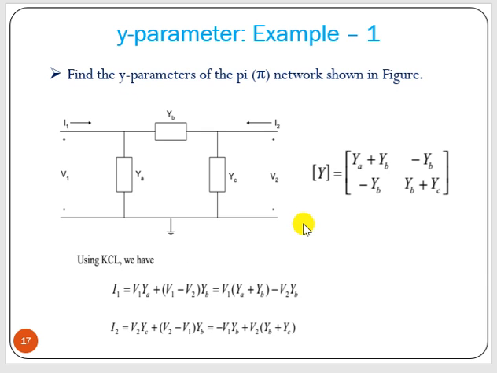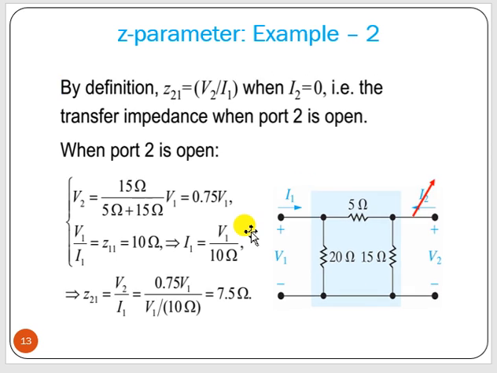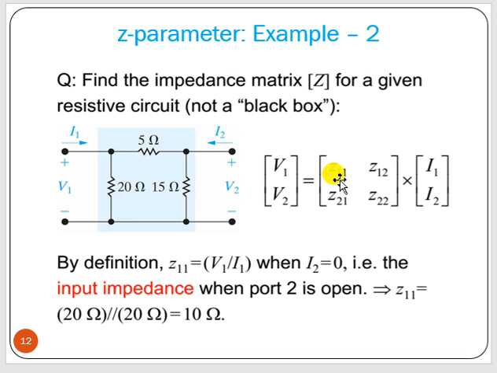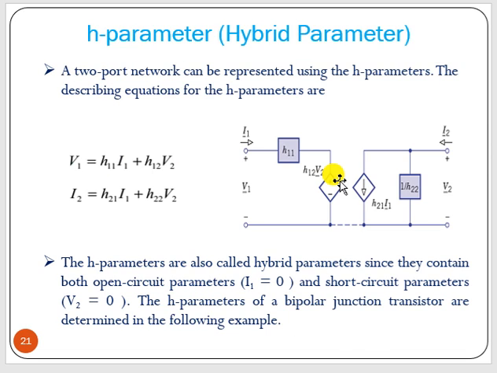Similarly, if you see here, this is current value, so both are in parallel, you have to add. And in case of Z parameter, this is voltage equations, so this is added in series. So these are the basic concepts that you have to remember always.